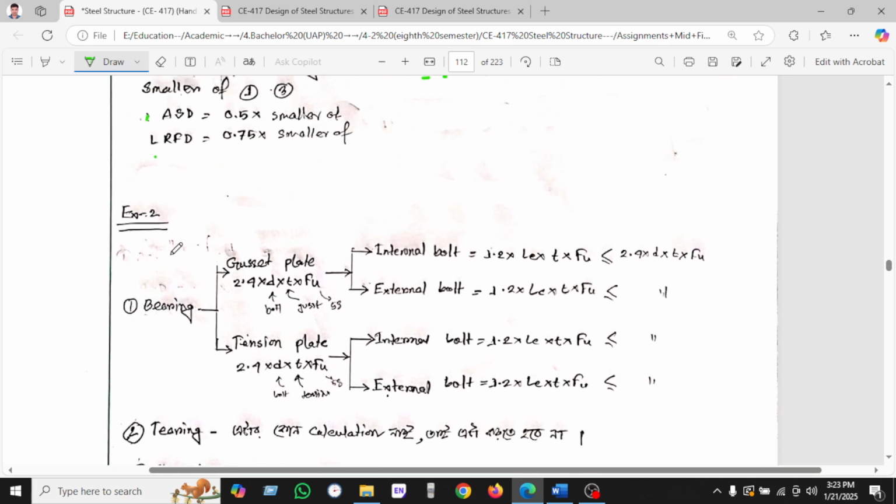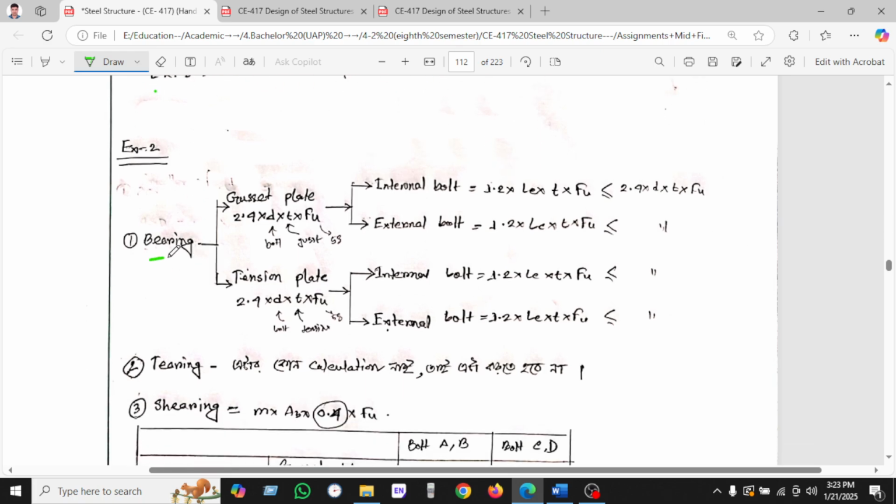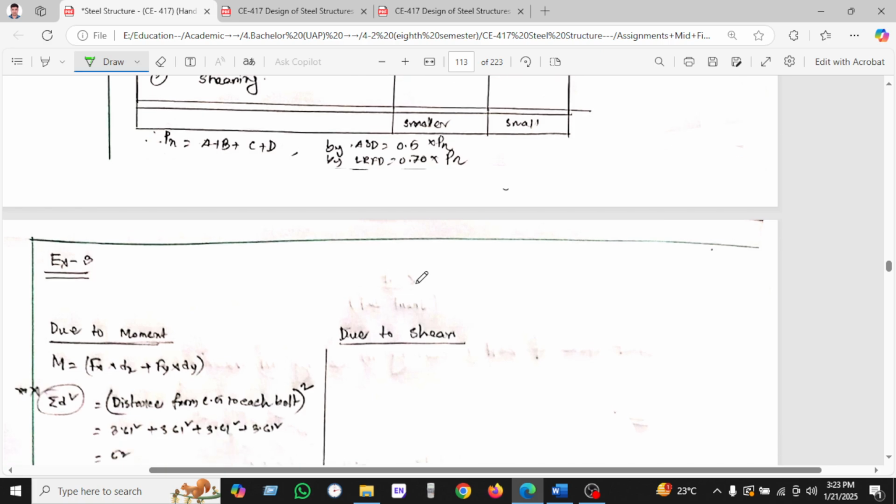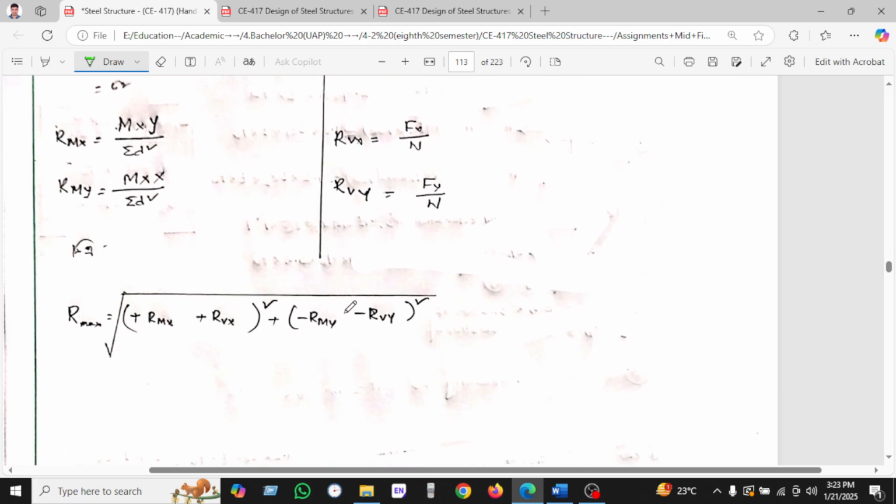In the same way, we can calculate the other formula, which is bearing on the gusset plate, for the internal bolt and the external bolt. For the gusset plate we take 2.4 D FU. The internal bolt will be 1.2 LC T FU, which will be less than 2.4 D T FU, and the external is also the same. The other formulas are given there, and an example is given here.